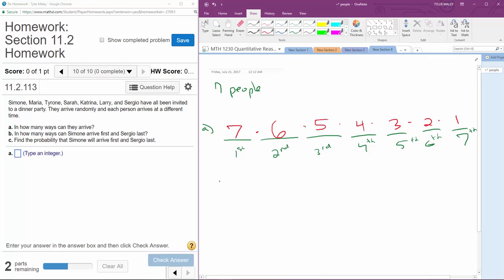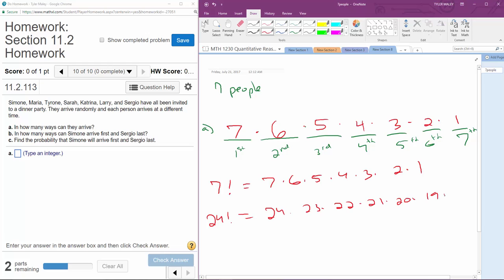This is known as a factorial. 7 factorial is equal to 7 times 6 times 5 times 4 times 3 times 2 times 1. For example, if we had 24 factorial, this would be equal to 24 times 23 times 22 times 21 times 20 times 19 times all the way until you got to 1. So when you take a factorial of something, you start at that number, and then you keep subtracting 1 each time until you get to 1, and you multiply all those things together. That's known as a factorial in mathematics.